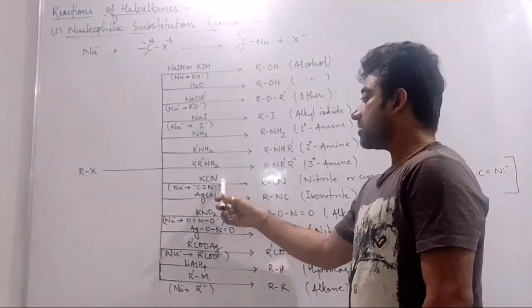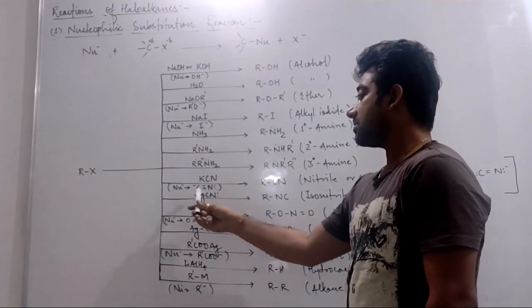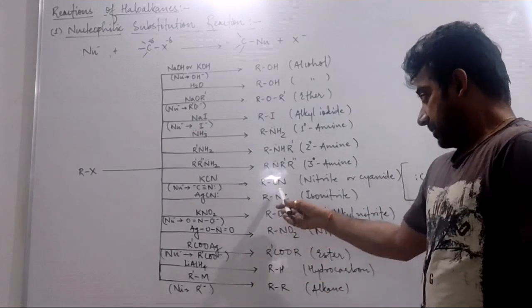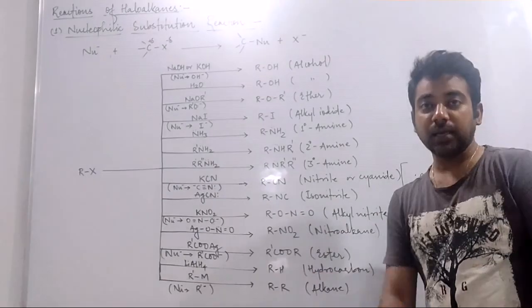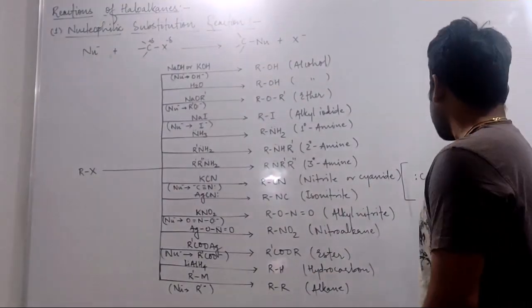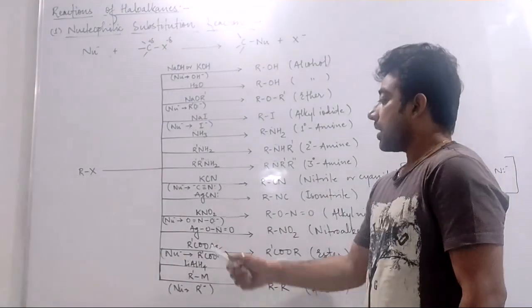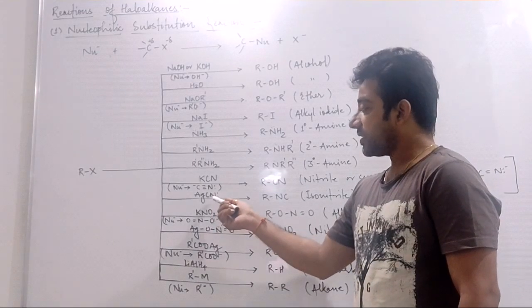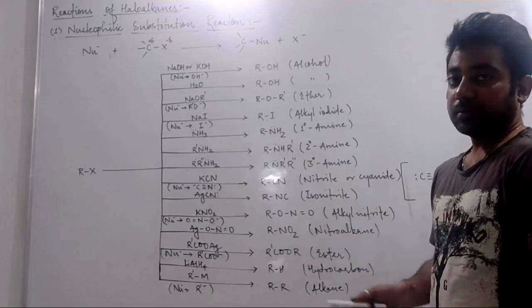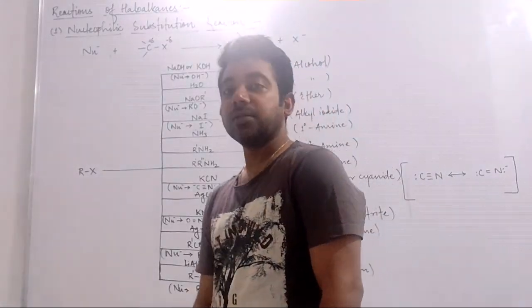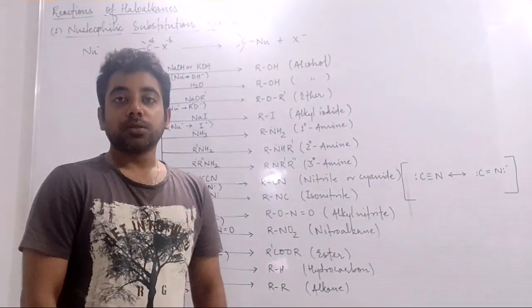Next nucleophilic reagent is potassium cyanide. Nucleophile is cyanide ion. This on replacing halogen will give you nitrile or cyanide, alkane nitrile or cyanide alkanes. And next nucleophilic reagent is silver cyanide, that will give you isonitrile. Now a very important part comes here about nucleophile.